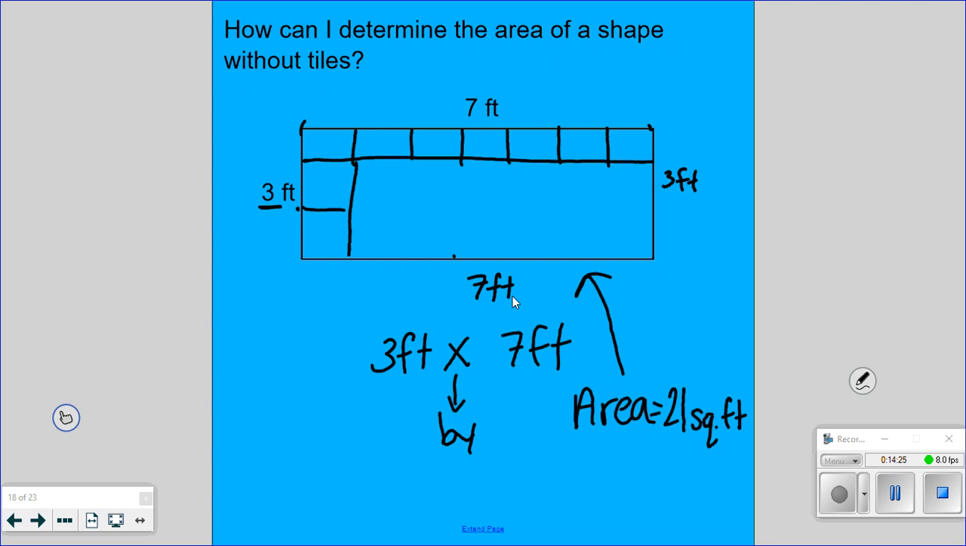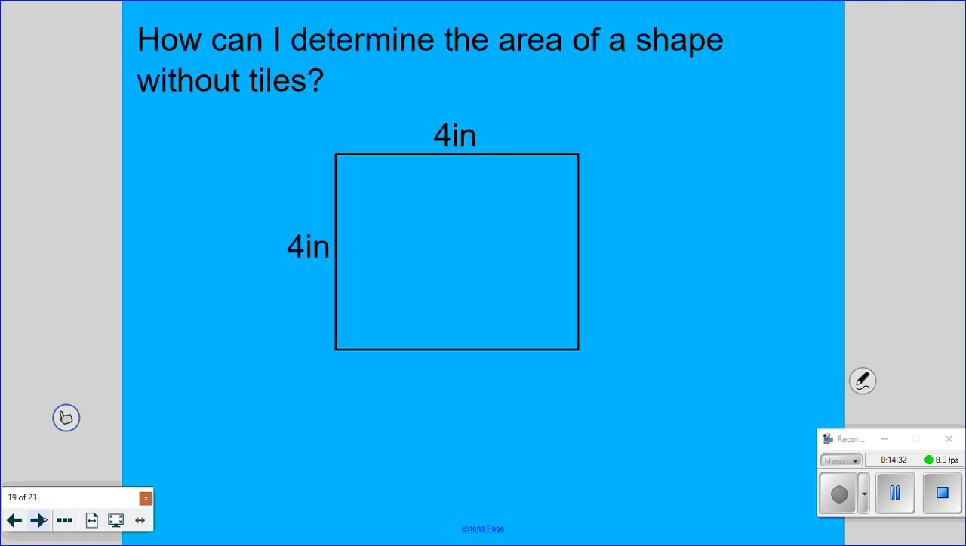Make sure you've got this written down. Make sure you've got the area. Lincoln, get that off your head, please. Alright, let's look at this shape.